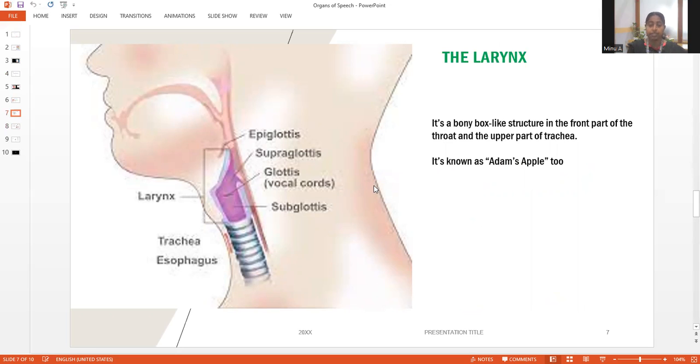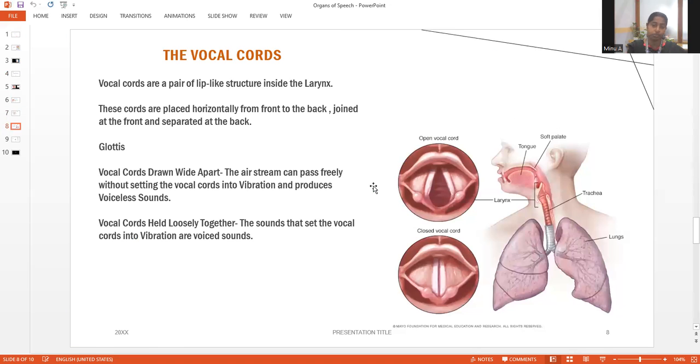In this larynx, we can see a lip-like structure. The lip-like structure located in the larynx is known as the vocal cords. The vocal cords are placed horizontally from front to back. They are joined at the front and can be separated at the back. The gap between these vocal cords is known as the glottis. The vocal cords can be held close together or wide apart, and the glottis can be kept shut or open by holding the vocal cords together or apart.